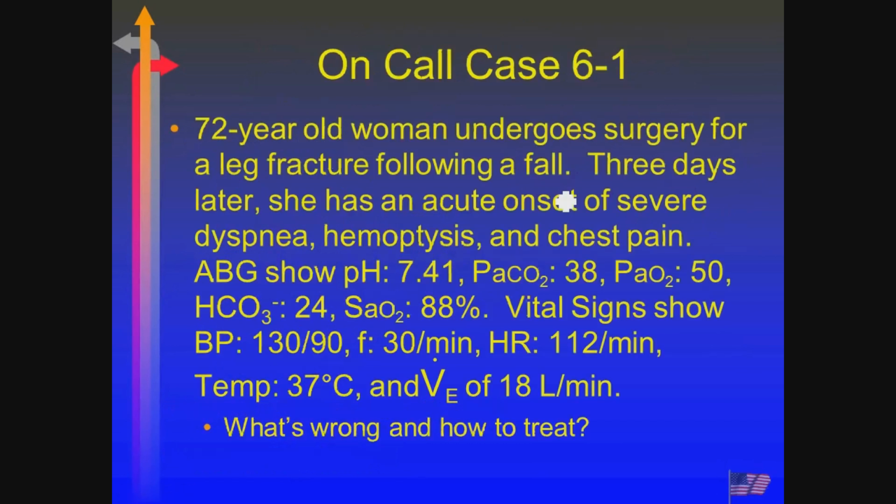This is one of the on-call cases that Malley presents. A 72-year-old woman undergoes surgery for a leg fracture following a fall. 3 days later, she has acute onset of severe dyspnea, hemoptysis, and chest pain. There are the blood gases. And we see she has a respiratory rate of 30 and a minute ventilation of 18 liters per minute. Red flag.